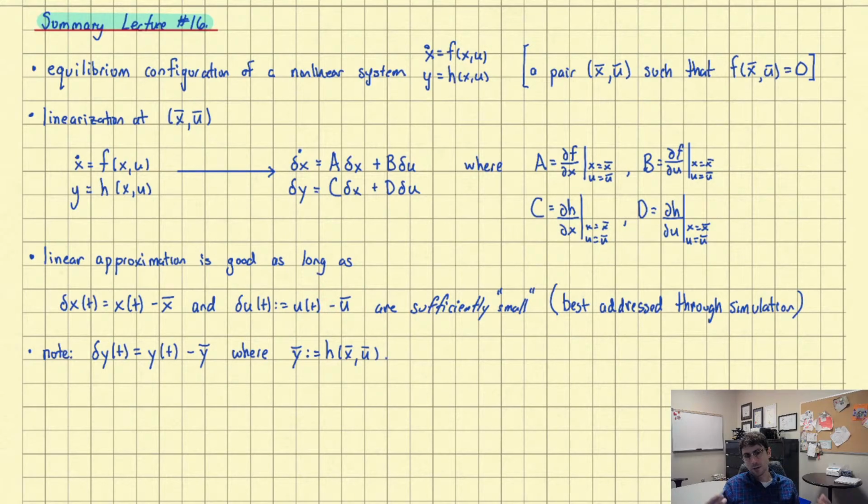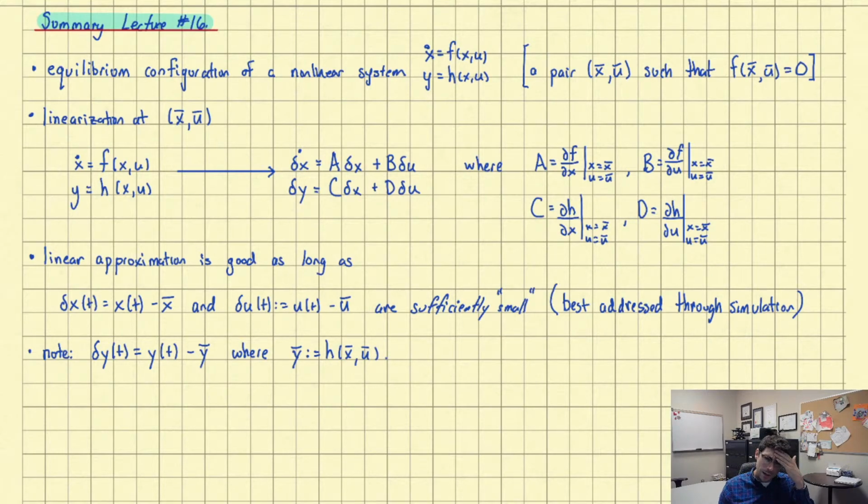And then the question of how small do they have to be? Certainly there's some theory that you could apply there, but in practice, it's best addressed through simulation. You design your controller for the linear model, you test it on the nonlinear system, and if it works well, you're happy. If not, maybe you're going too far away from your equilibrium configuration, and your model is becoming poor.